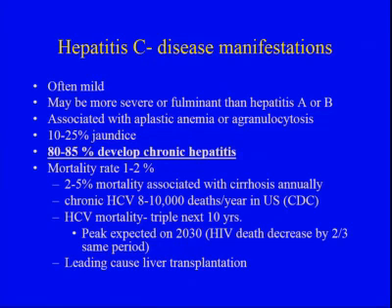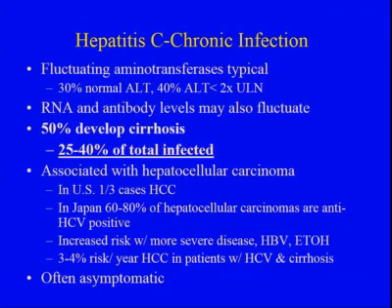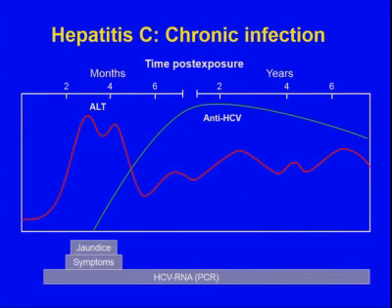So the number one indication for liver transplantation in the United States is hepatitis C infection. The mortality is expected to triple in the next 3 years. Of individuals who are infected, half of them develop cirrhosis. Therefore, 25 to 40% of individuals infected with hepatitis C will go on to develop cirrhosis. This is also highly associated with hepatocellular carcinoma, which can be asymptomatic.